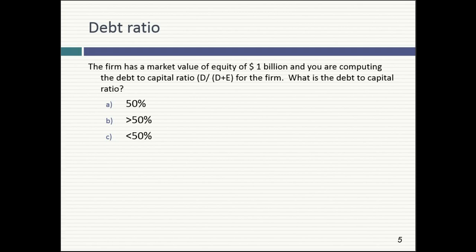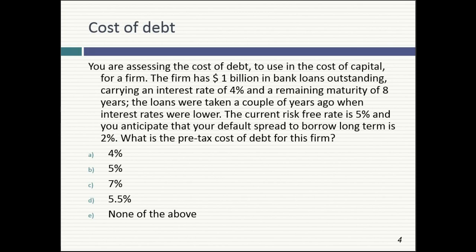Can you give me at least a sense, if you go back to the previous page, of whether the market value of this bank loan is going to be greater than $1 billion, equal to $1 billion, or less than $1 billion? There's actually a very simple trick you can use to answer that. It's going to be less than, and why? Because the interest rate on the bank loan is 4%. The market interest rate is 7%. Remember bond pricing? If your coupon rate is less than the market interest rate, you're going to trade at a discount. You say, how do I know what the discount is?